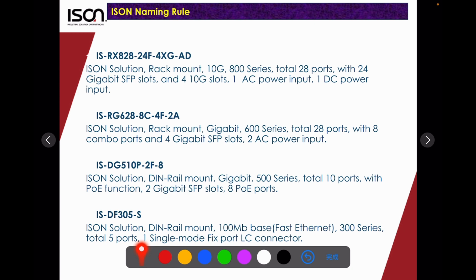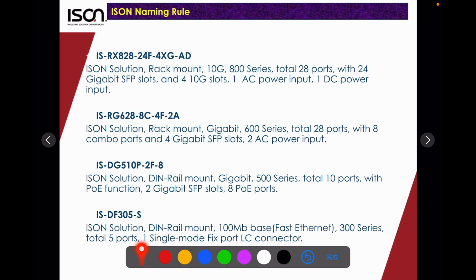24F means with 24 gigabit SFP slots. 4XG means 4 10G slots. And AD means 1 AC power input and 1 DC power input.